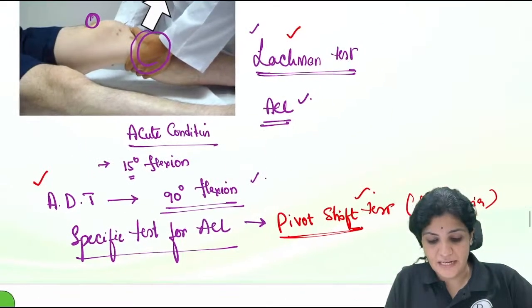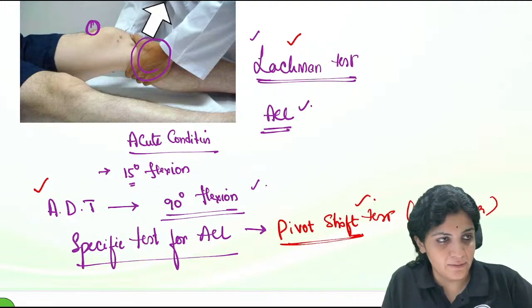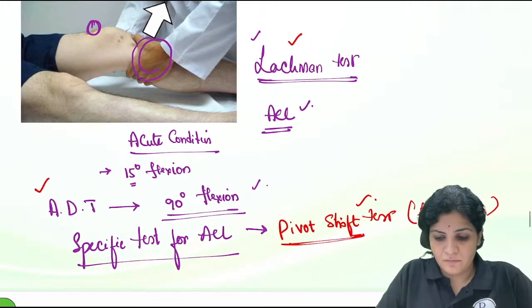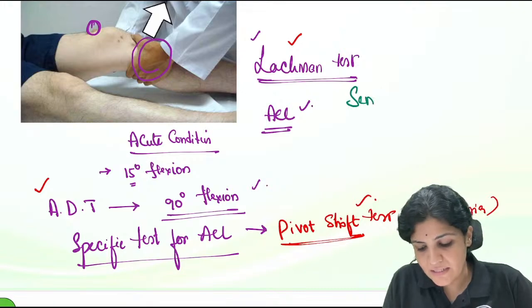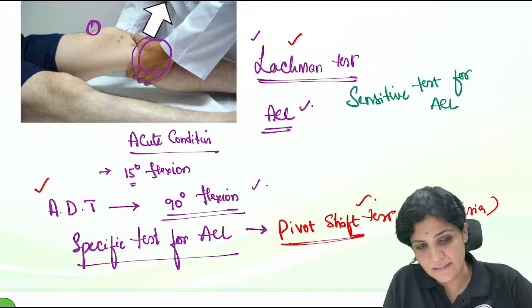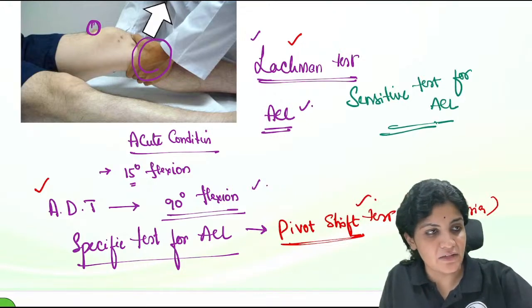And what is a sensitive test for ACL? Among these three, which one is called the sensitive test for ACL? So Lachman's is considered the sensitive test for ACL.